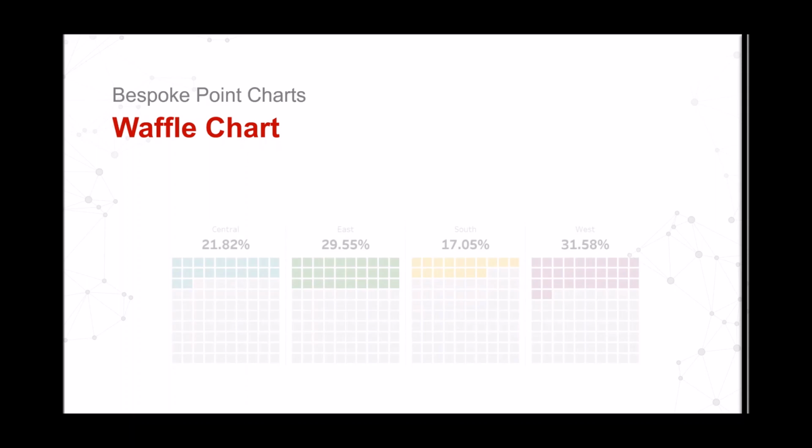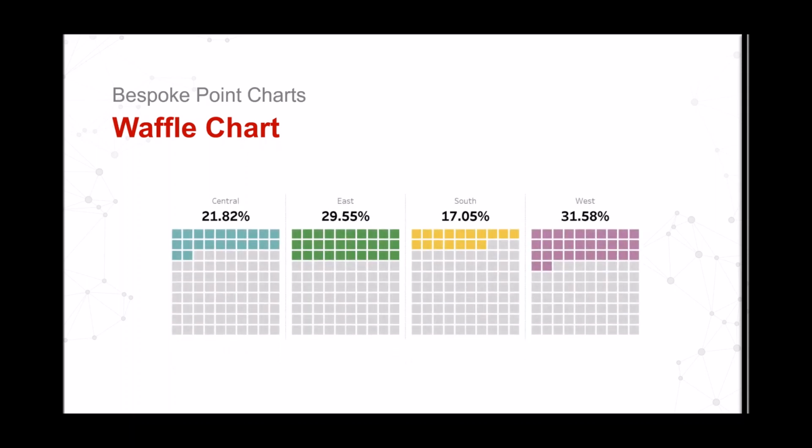Bespoke point charts, a waffle chart. This is what a waffle chart looks like. In essence, it's a grid, in our case 10 by 10, where the color represents the actual value. It visualizes the value which we can see above.